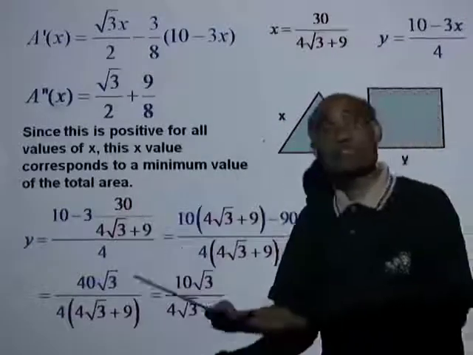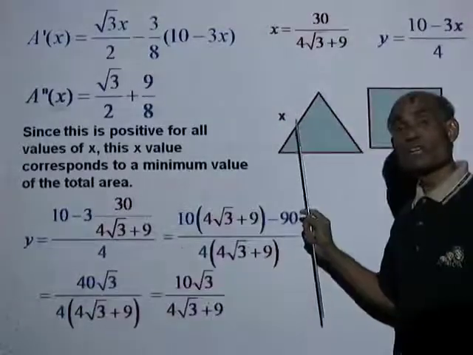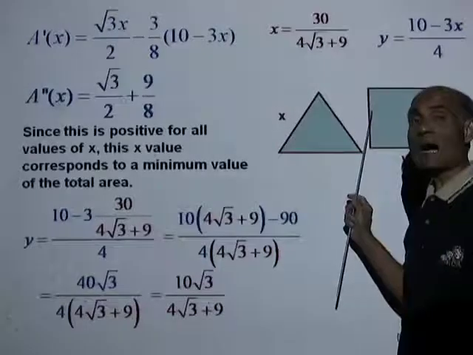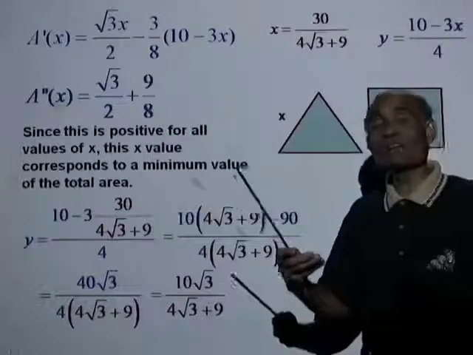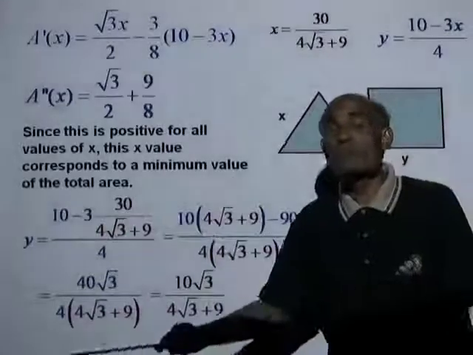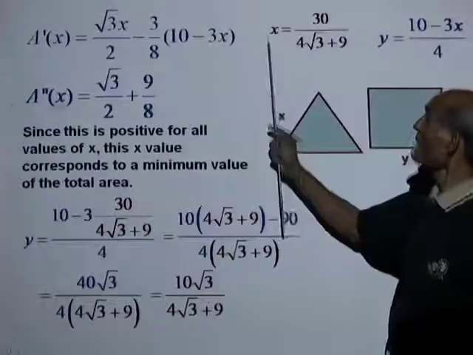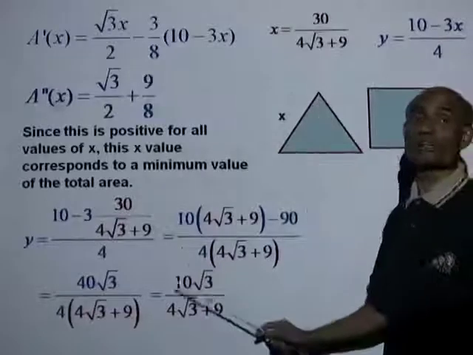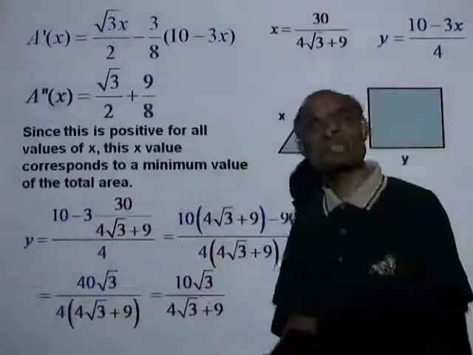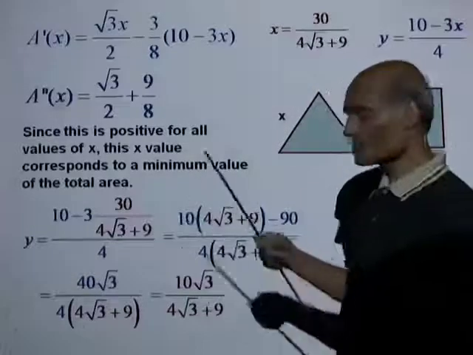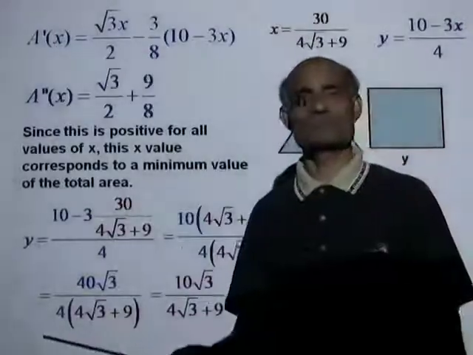Therefore, the dimensions of the equilateral triangle and the square that will produce a total minimum area is x equal to this quantity and y equal to this quantity. Now this is a very typical optimization problem. Okay?